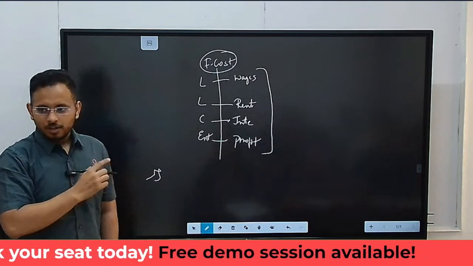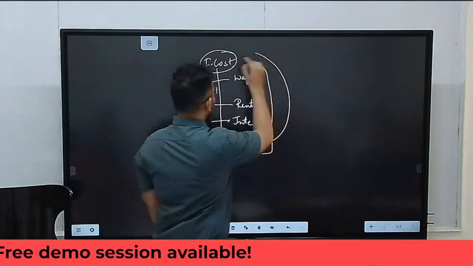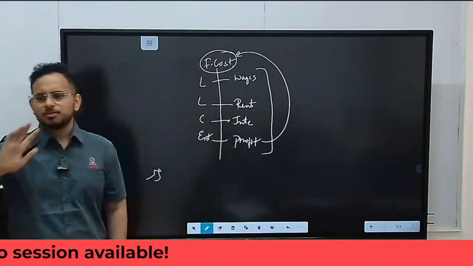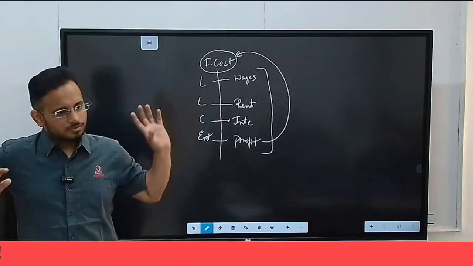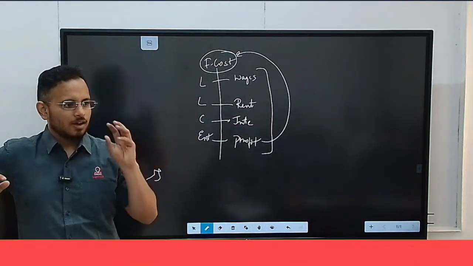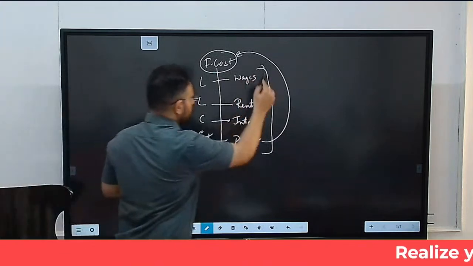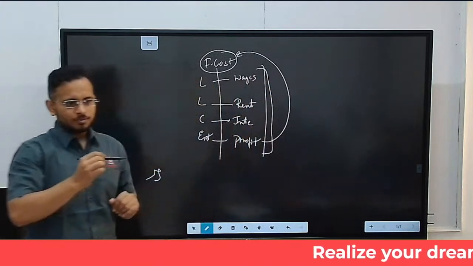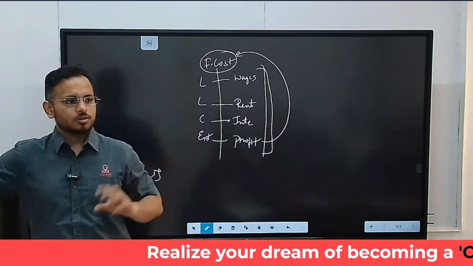Add all these, which is required in the process of manufacturing, and that will give you the factor cost. Simple. See, the term itself says adding the cost. Factor cost, basic price, market price. So add all the factors of production that are involved in the process of manufacturing a product. That will give you factor cost.